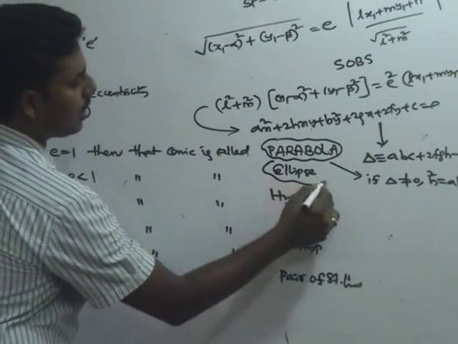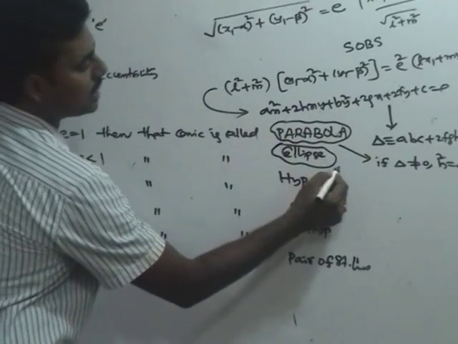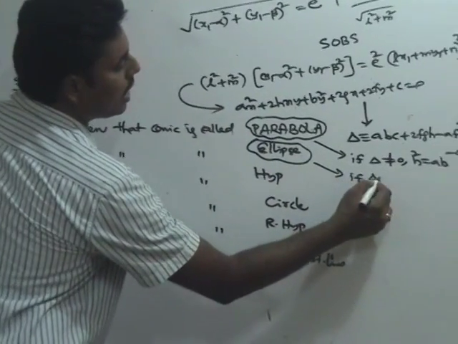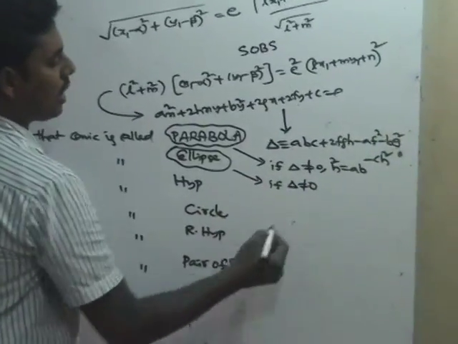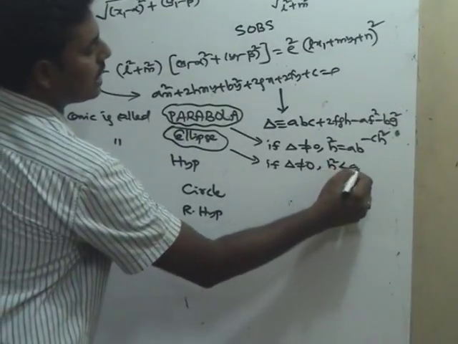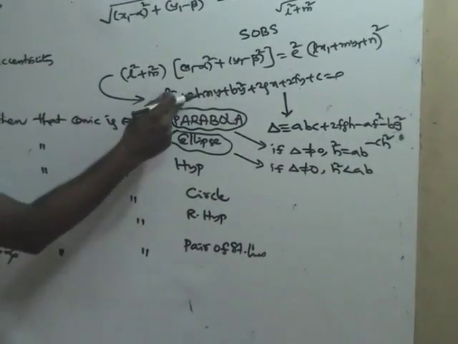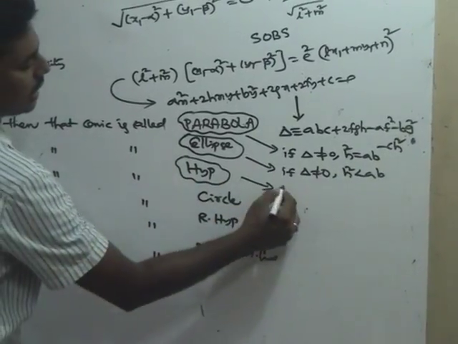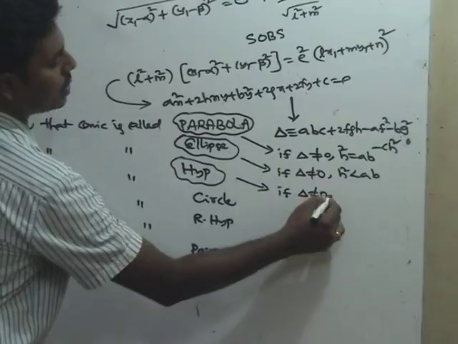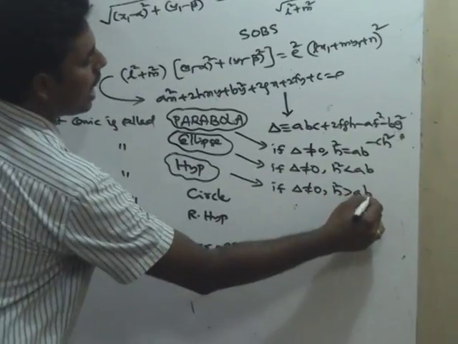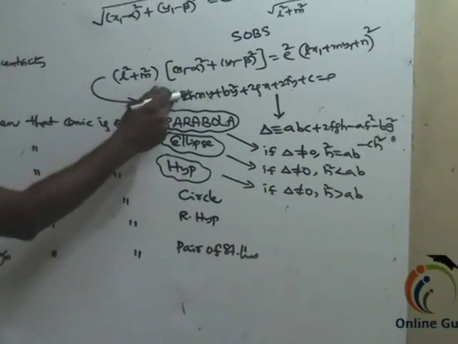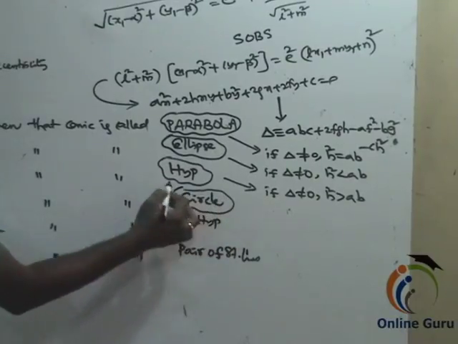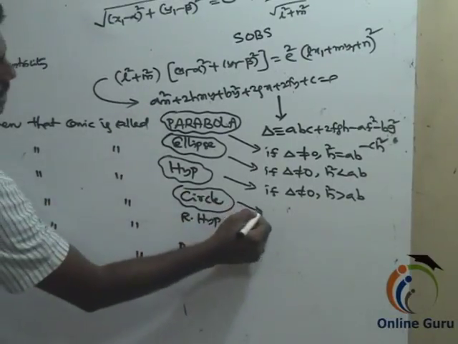Next, this equation denotes an ellipse if it satisfies this condition: delta is not equal to 0 and h square is less than ab. This equation denotes a hyperbola if delta is not equal to 0 and h square is more than ab. This equation represents a circle if it satisfies this condition.